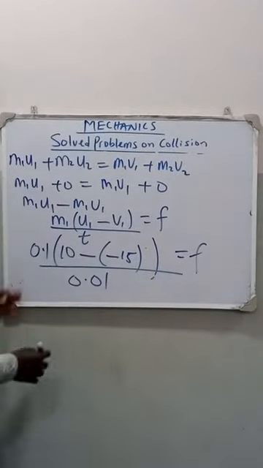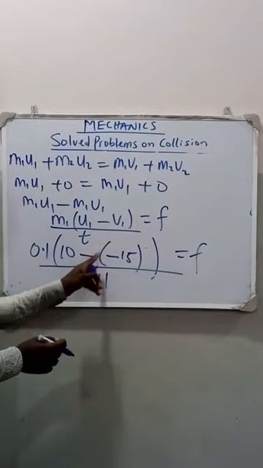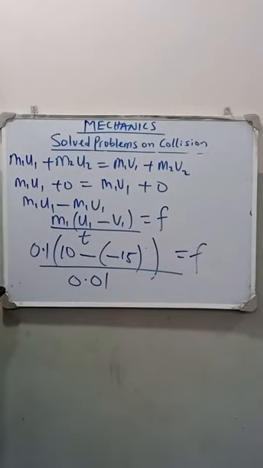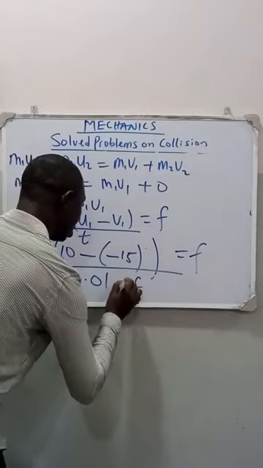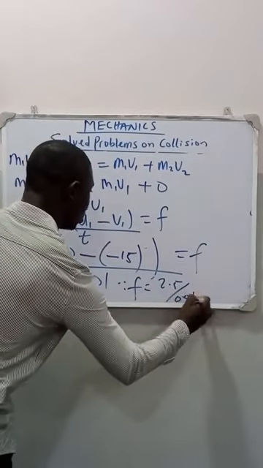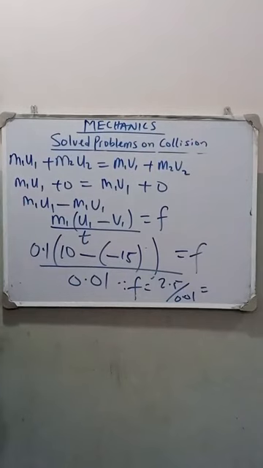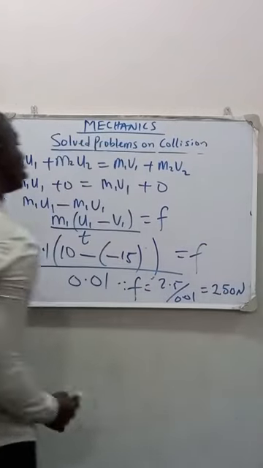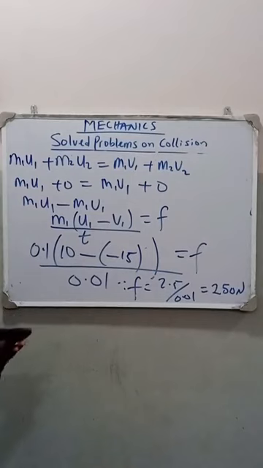So when we solve this, minus minus gives us plus: 10 plus 15, that's 25. 25 multiplied by 0.1 gives us 2.5. So at the end of the day, our force is 2.5 divided by 0.01. What is 2.5 divided by 0.01? This gives us 250 newtons. So this is the magnitude of the force with which the ball is hit.